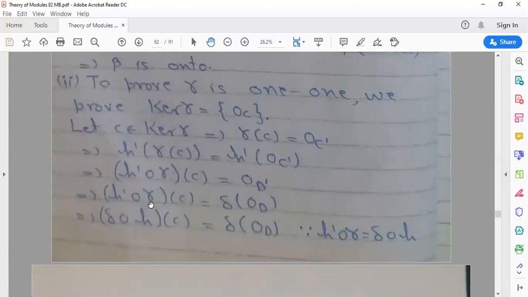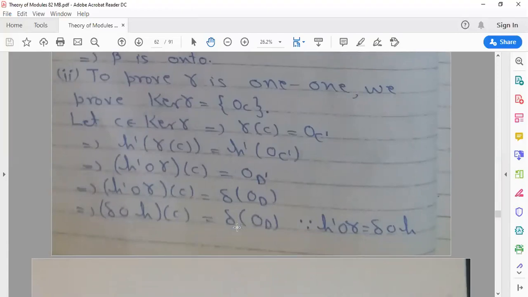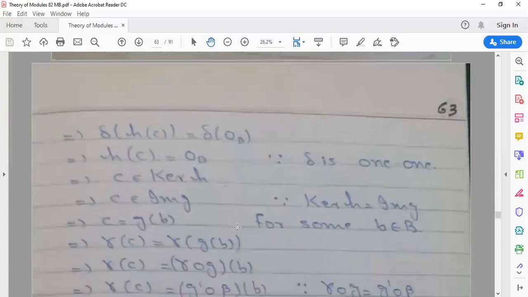After this, h dash composition gamma is equal to del composition h, c and del o d. After this we open the composition of function, so del of h of c, and h of c is equal to c, and the result will be del is 1-1, so it will give 0 of d. So we are taking c, an element from A, c assigned to the function h, the result will be 0.